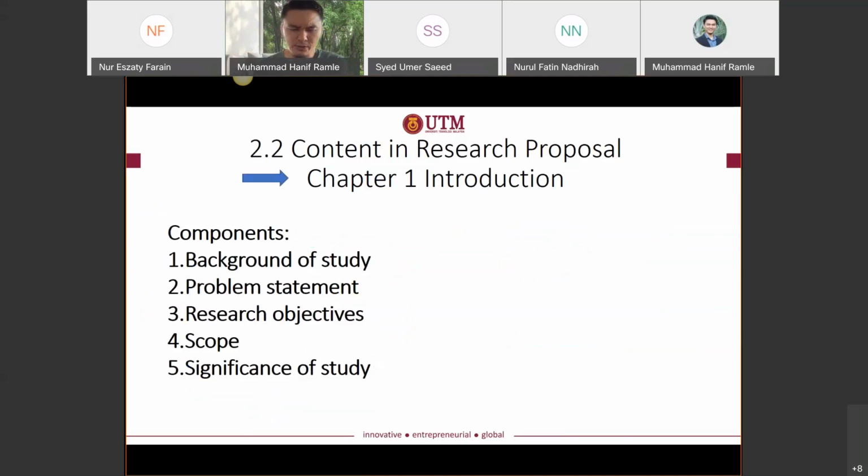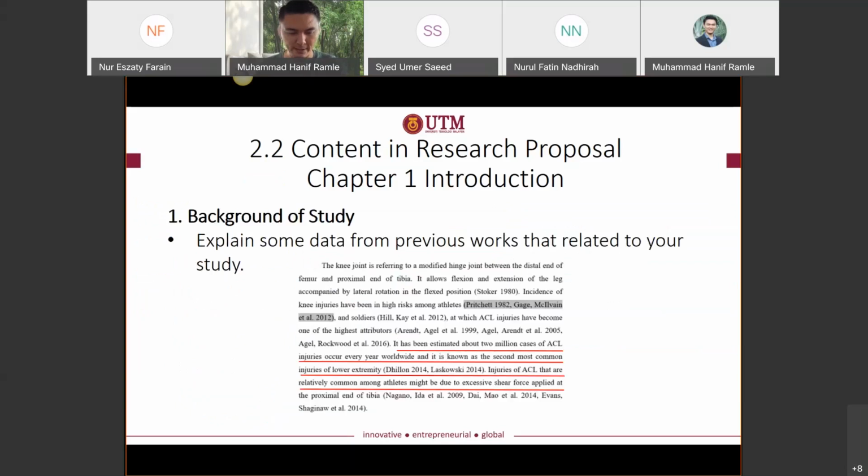Okay, chapter 1, introduction. The components that you have to include in your chapter 1 are as shown in the slide. Okay, so background study, problem statement, research objective, scope and significance of study. So this is the background study. This is an example from my PhD student. So in this background of study, you have to explain some data, for example, from the previous work that is related to your study.